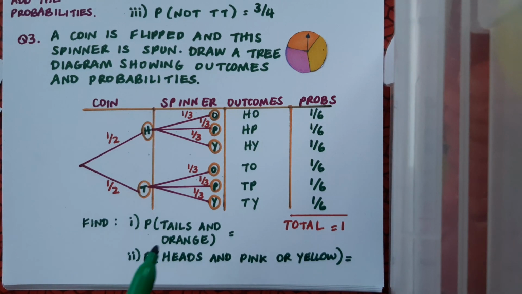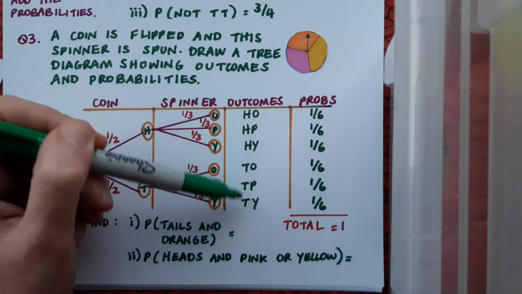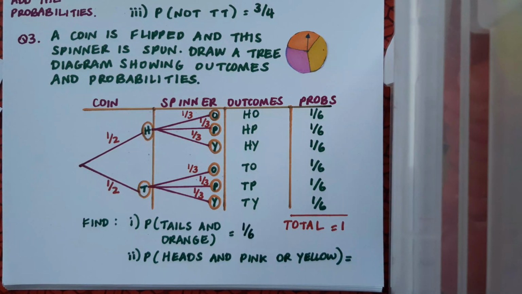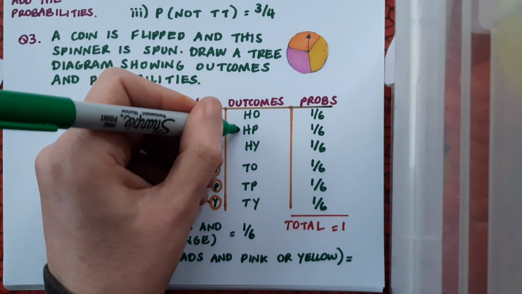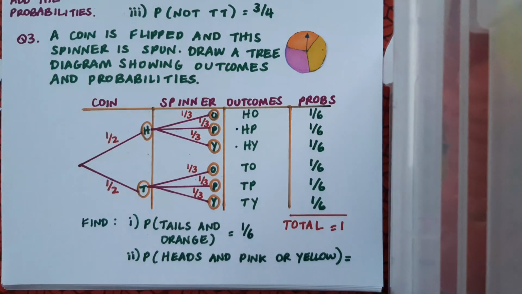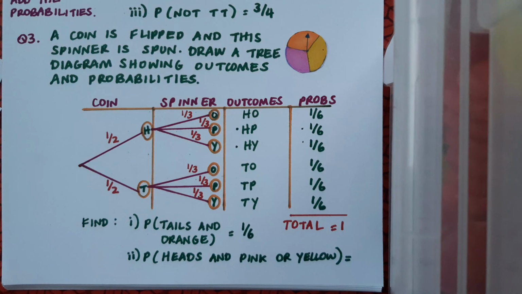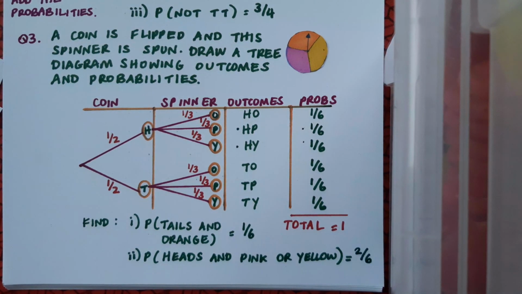Okay, so for the first one, the probability of getting tails on the coin and orange on the spinner, well, I can see that that outcome is listed here, so I just have to go to it, check its probability, and that's my answer. So 1/6 in that case. And for the second one, the probability of getting heads on the coin and pink or yellow on the spinner, well, there's a couple of different outcomes that works for. So I'm looking at HP and HY, and since there's multiple outcomes there, I'll go to their probabilities and add them together. So in this case, my probability is 2/6.